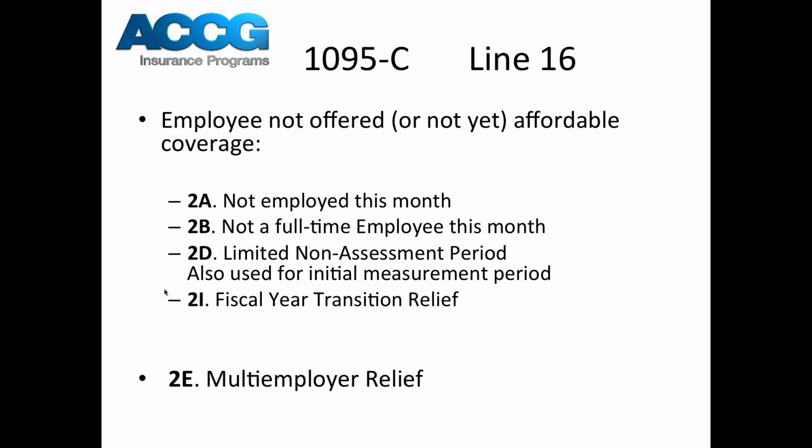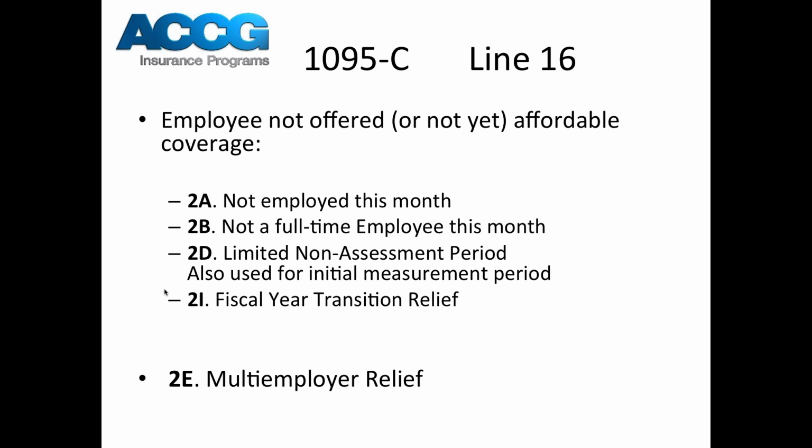Okay. The next set of codes, line 16, are ones where you didn't necessarily offer them coverage. You either didn't offer them coverage or you haven't yet offered them coverage or it wasn't affordable.